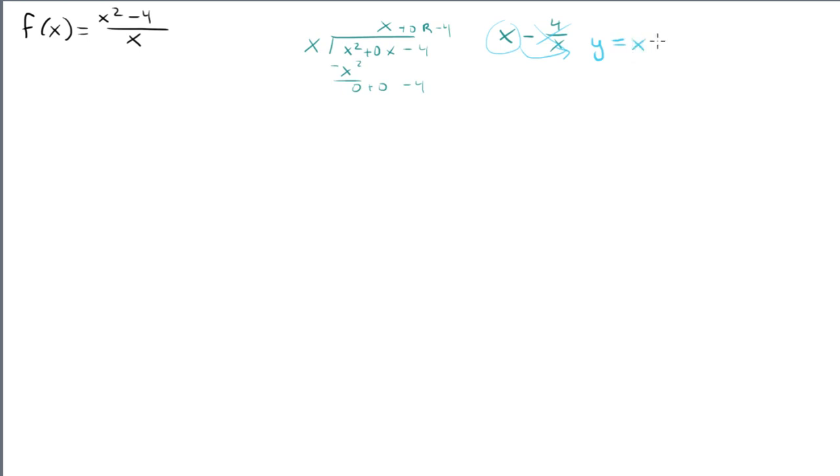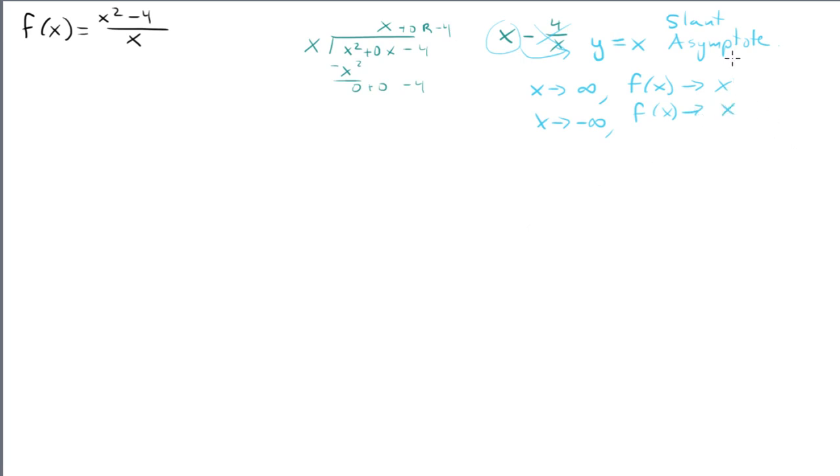y equals x, that's our slant asymptote. That means as x goes to infinity, f of x goes to x. As x goes to negative infinity, f of x goes to x.